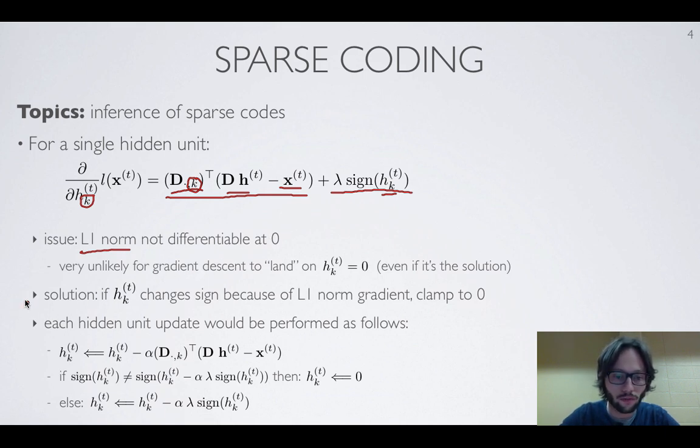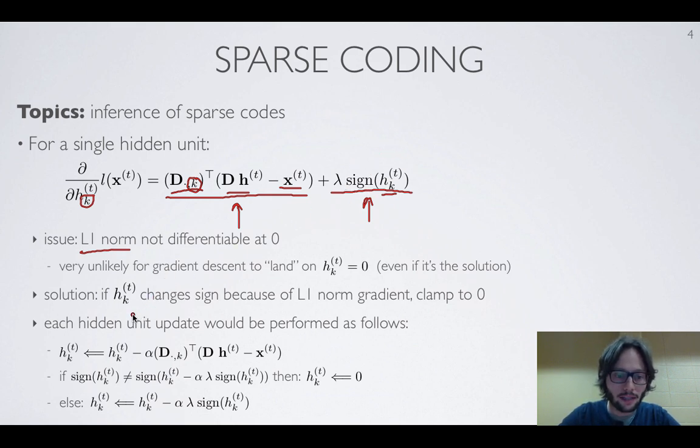So a solution for this is to do the following. I won't explain the rationale and theory behind why this is a good thing to do; I'll just give you an intuition for why this could work. We'll do something very close to gradient descent, where we alternate between performing an update based on the gradient of the reconstruction error and then performing an update based on the gradient of the L1 term, so based on this sign here.